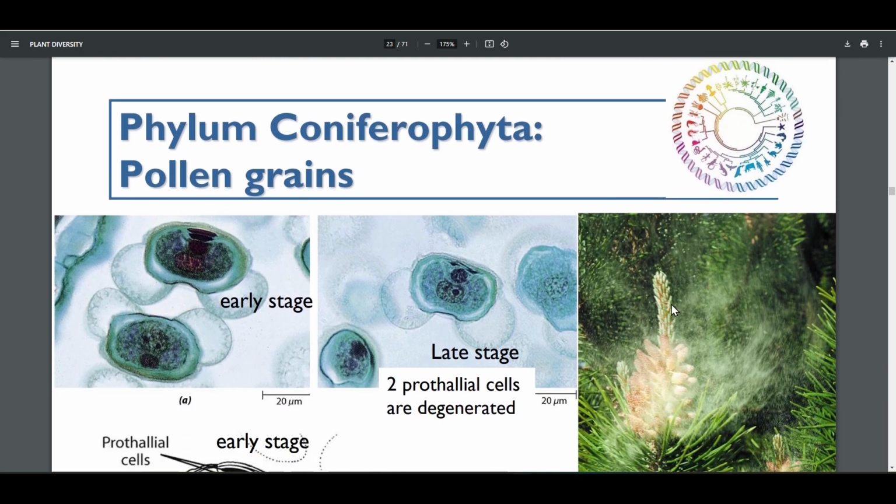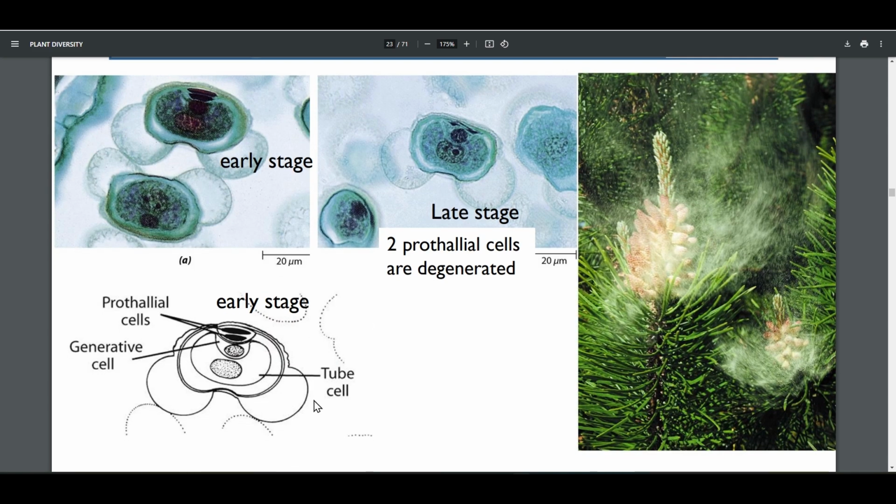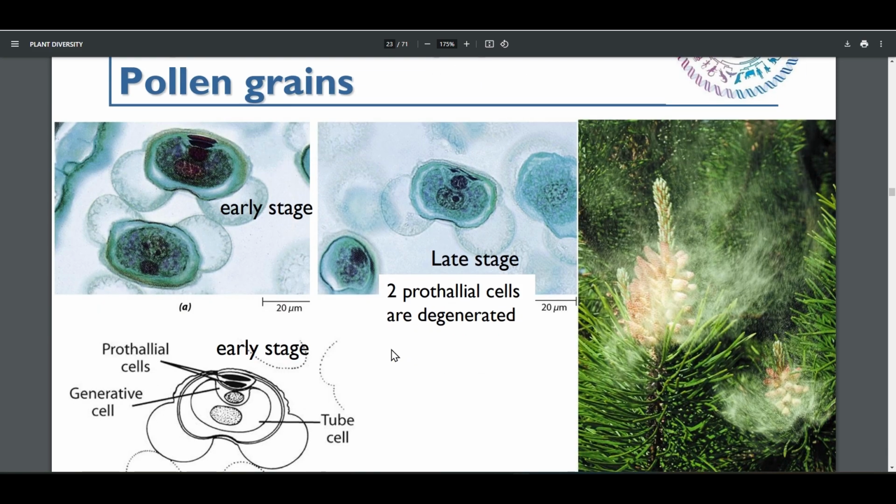We'll talk about more of it here. The two prothalial cells degenerate, so they're going bye bye. But the generative cell and the tube cell remain, and their names kind of explain themselves. The tube cell is responsible for the pollen tube, while the generative cell is responsible for producing the sperms. It will only produce two sperms. You'll see it in the cycle later. I didn't expect this, but one pollen only has two sperms.